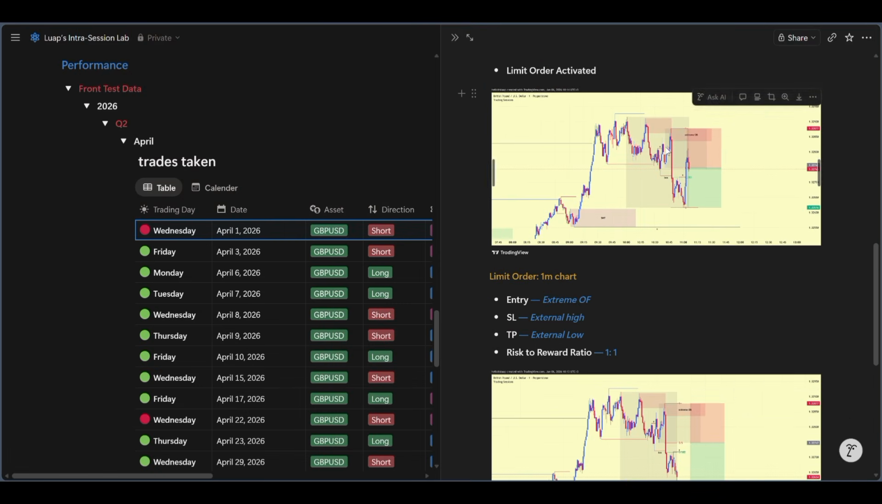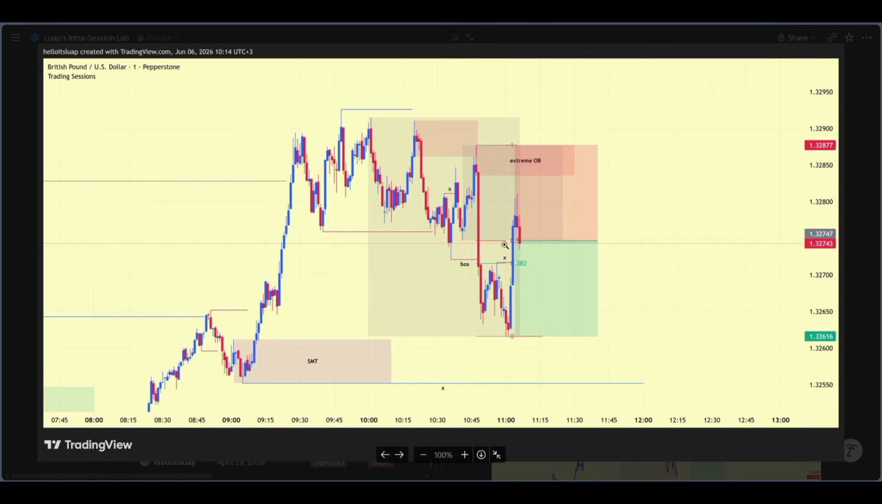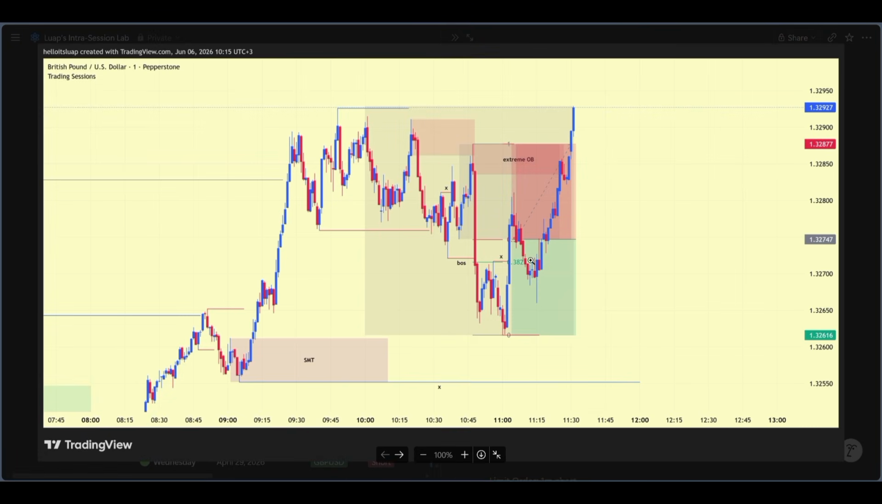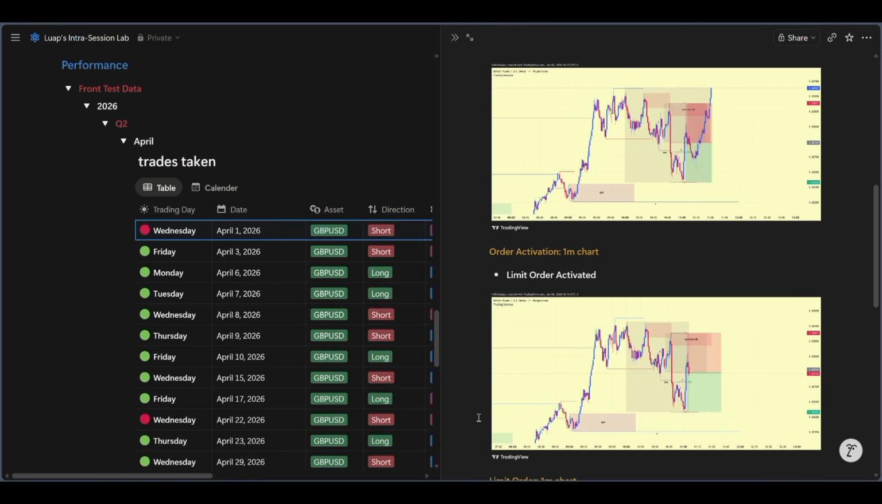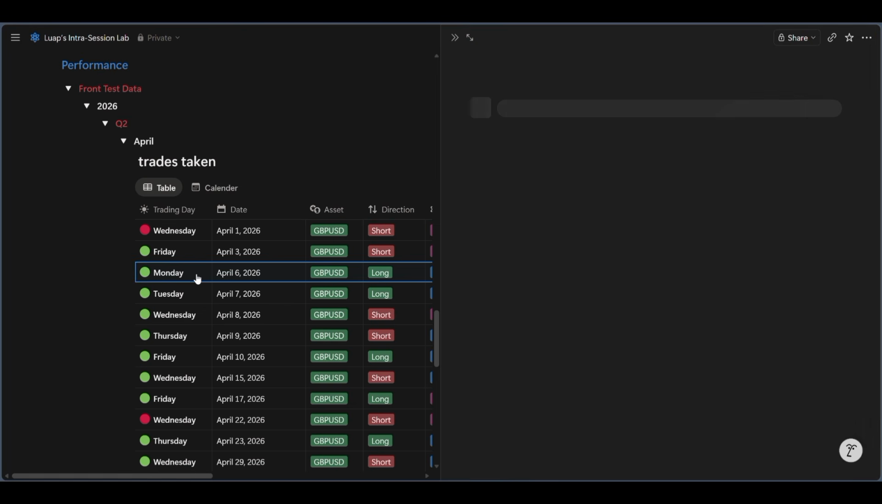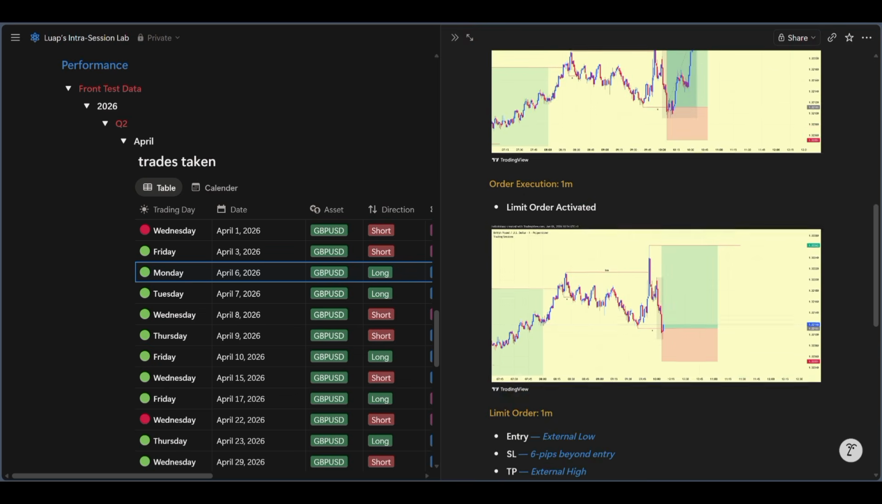And of course, you can clearly see the limit order getting activated exactly right there. Price was heading in my favor, only for price to later reverse all the way back, taking my SL. And of course, that was just a loser. So for the winner, we can clearly see a trade like this one.